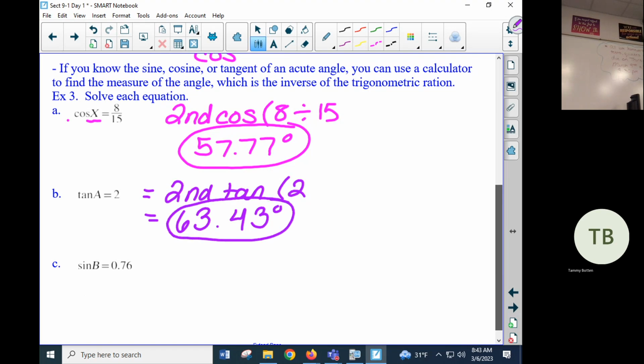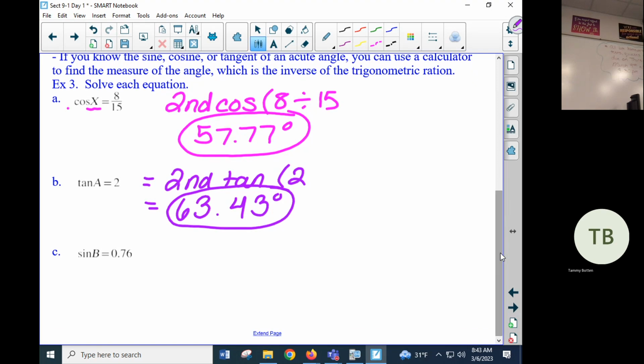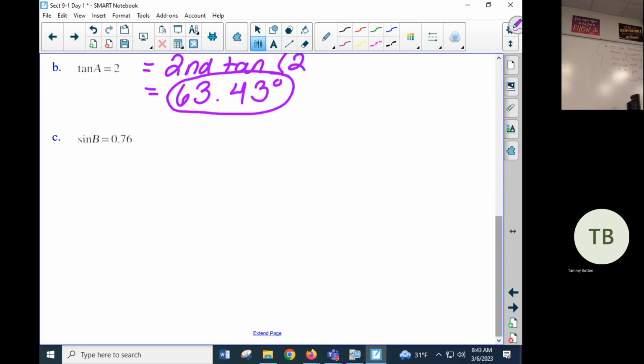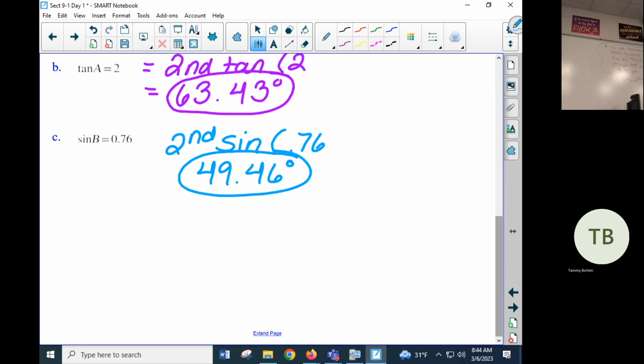So that is a common angle. It's between 5 and 90. It's not a small decimal. That's good. And then this one is sine. We're looking for the angles, so we go second sine, a parenthesis comes up, we type in 0.76, and that is 49.46 degrees. Okay. All right.